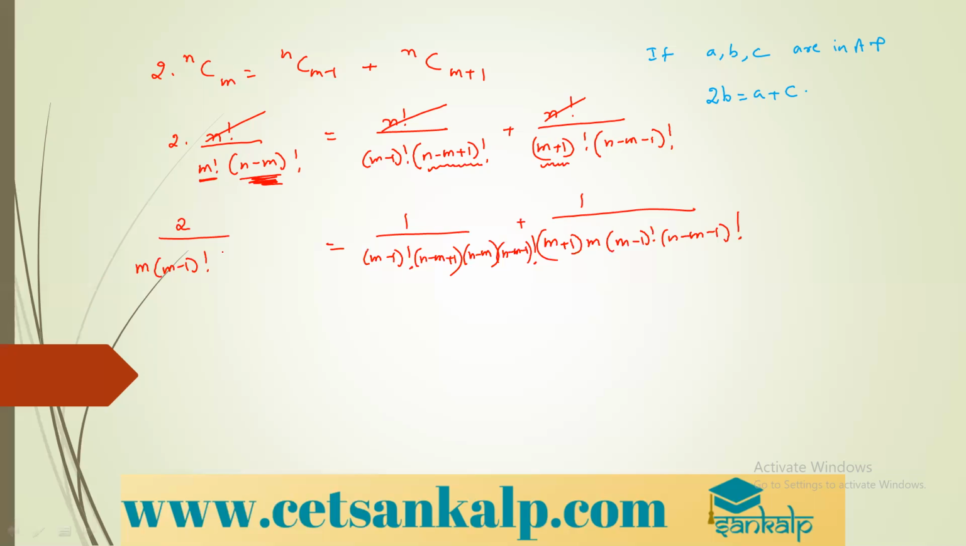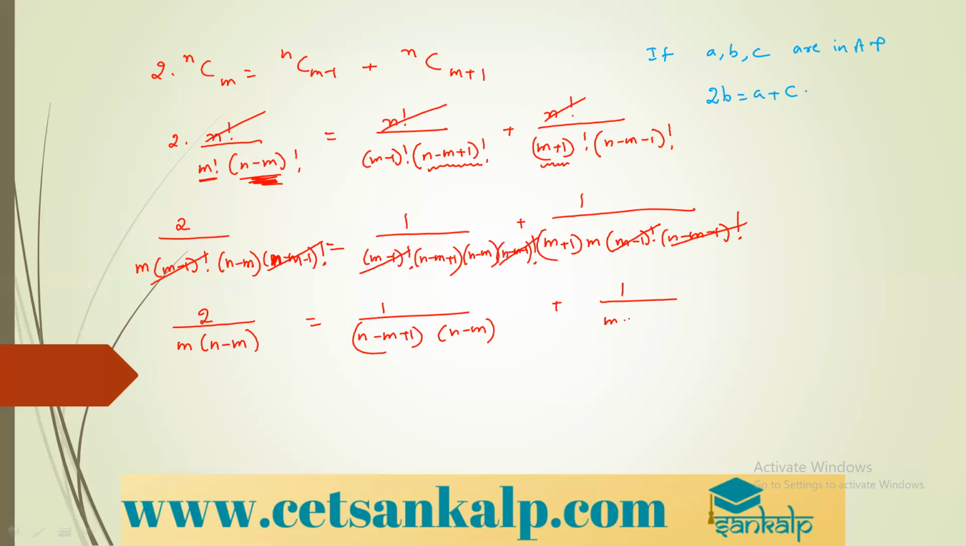But (n minus m) factorial I will write (n minus m) into (n minus m minus 1) factorial. Why am I writing like this? Because everywhere I will cancel (m minus 1) factorial, and everywhere I will cancel (n minus m minus 1) factorial. So I will have 2 by m into (n minus m) equal to 1 by (n minus m plus 1) into (n minus m) plus 1 by (m plus 1) into m. This is what I am left with. See, many terms got cancelled.